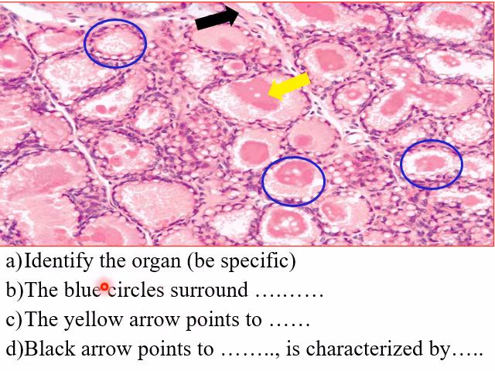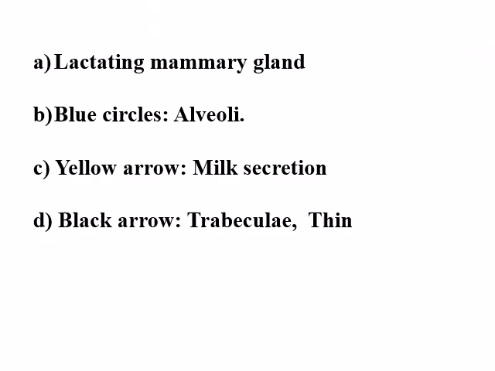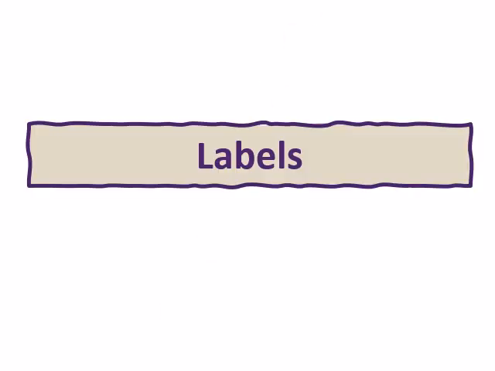Identify the organ: lactating mammary gland. The blue circles are the acini or the alveoli containing milk. The yellow arrow is the milk secretion, and the black arrow is the thin trabeculae. Students, the labels.